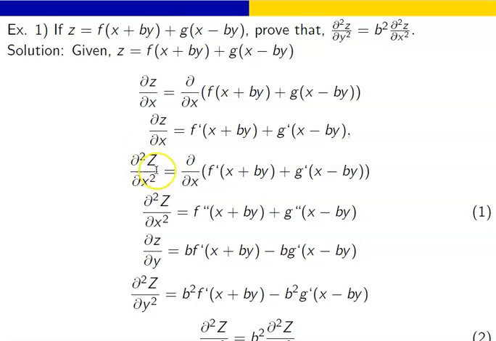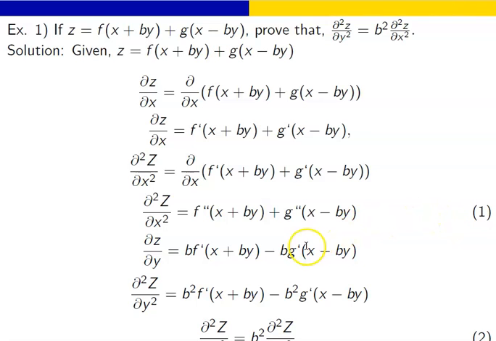Now the next thing is to find dou 2z by dou x square, that is the double derivative. It is nothing but dou by dou x of dou z by dou x. So this is my dou z by dou x. Again differentiate this with respect to x. What we get is f double dash plus g double dash. Double dash means double derivative. So this is my first equation.